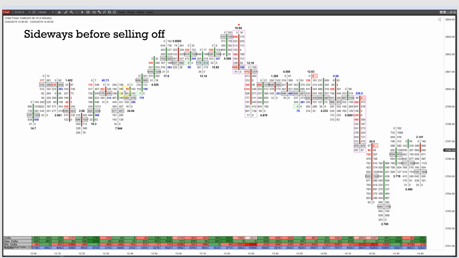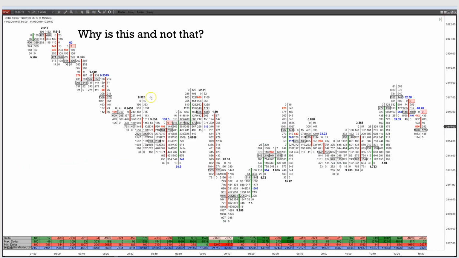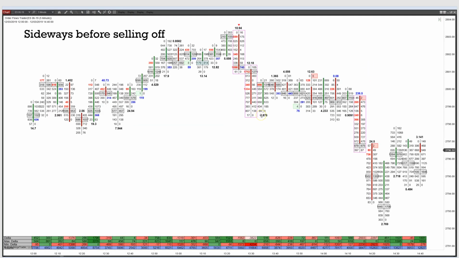So here we went sideways before selling off. Sideways, new low, sideways, sideways. Now, we all wish that there would be nice V-shaped patterns, come down and rally back up. But unfortunately, the market is not like that. It's like dating a pretty girl, but maybe she's got some personality flaws. That's what the market's like oftentimes. But again, look for the signs.